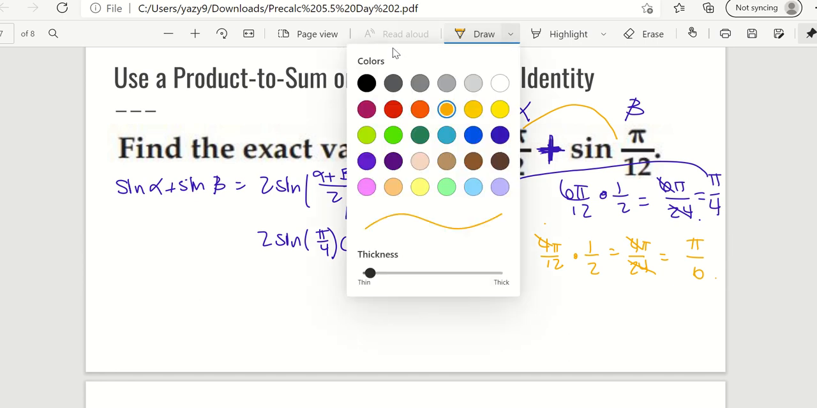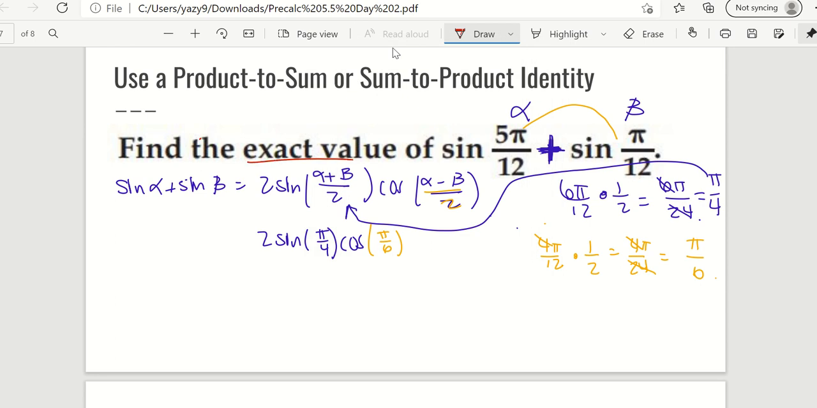All right, now that's done, I could find the exact value because that's what the question is asking me to do. It's telling me to find the exact value. You're looking for a number answer, and I could totally find the number answer because I know what pi over 4 looks like, and I know what pi over 6 looks like, and I know I could get the sine and the cosine of those angles.